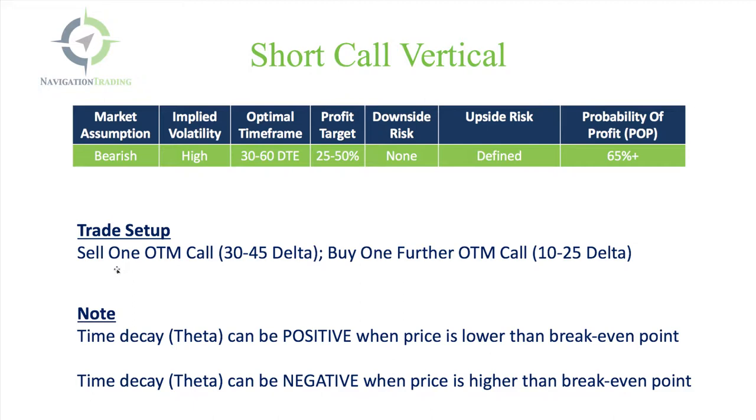So the trade setup is we're simply going to sell an out of the money call, kind of in that 30 to 45 delta range. And we're going to buy a further out of the money call in that 10 to 25 delta range. As a note, the time decay, the theta, can be positive if price is lower than your break even, and can be negative when price is higher than your break even. Let's go to the platform and I'll hopefully make that all make sense to you.